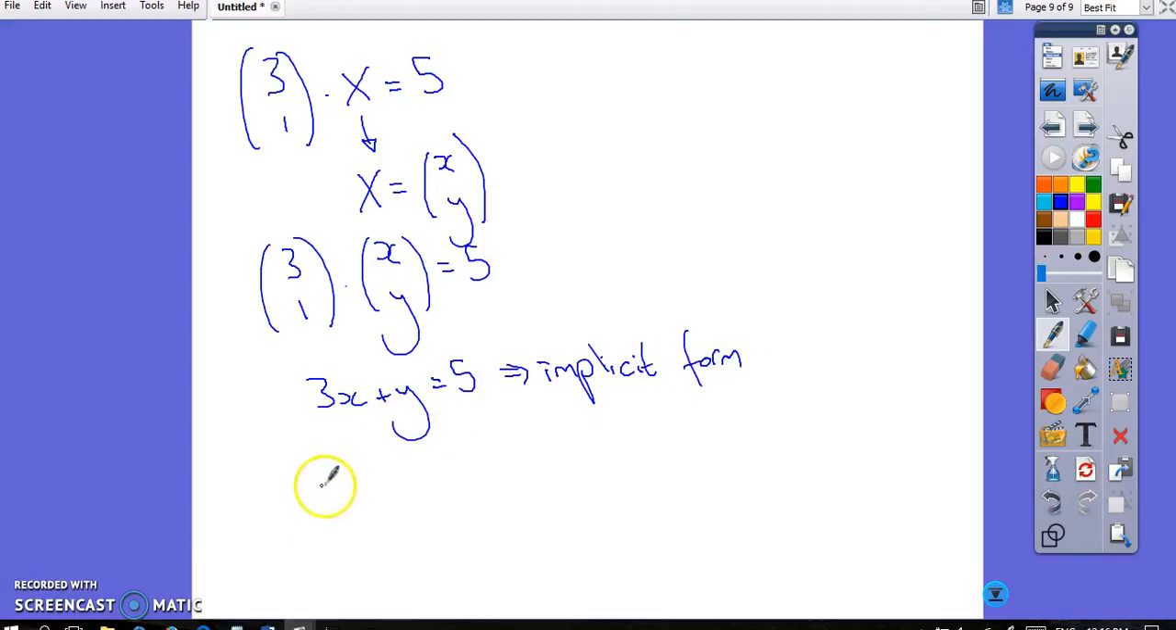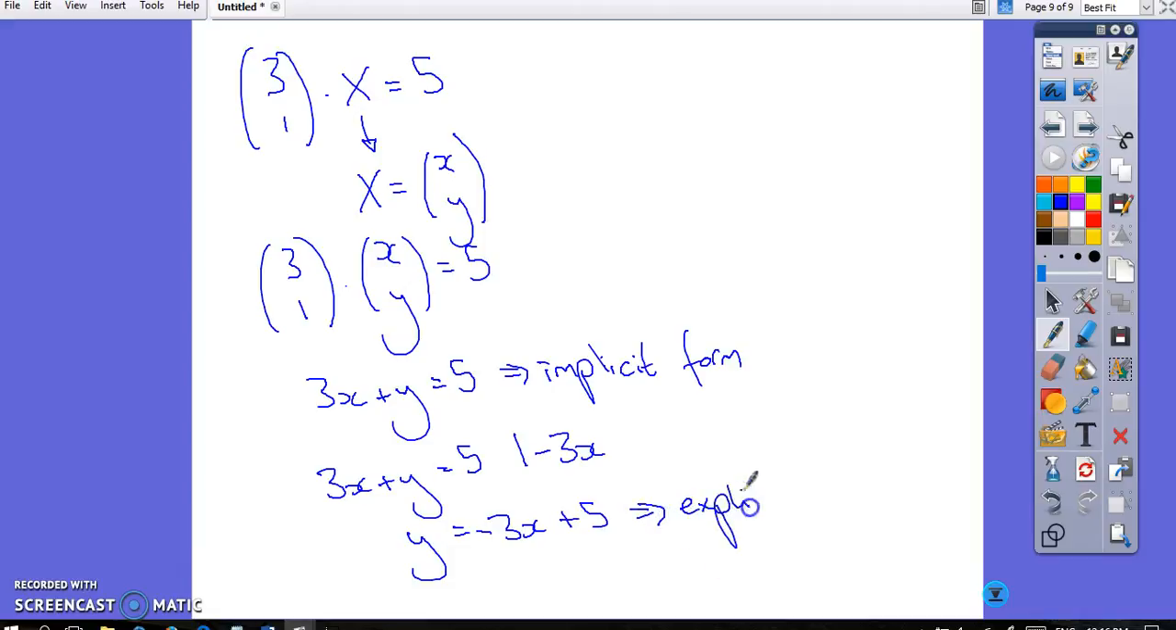And then I can just rearrange this. If I take off 3x, I get y is equal to minus 3x plus 5, which is our explicit form. And then we're done. We have all the different forms of the line.